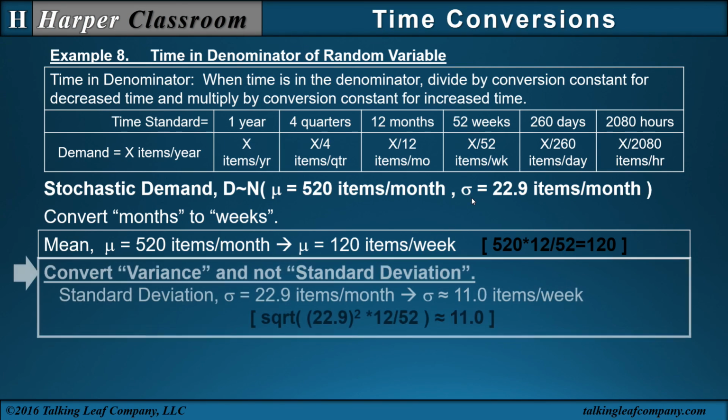But for the standard deviation, I convert the variance and not the standard deviation. The 22.9 items per month, we square it to get the variance, and then to convert the months to years, we multiply by 12. To convert years back down to weeks, we divide by 52, and then take the square root of that variance to get the standard deviation in weeks.